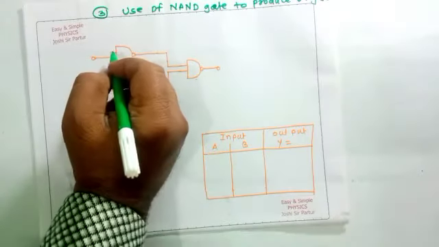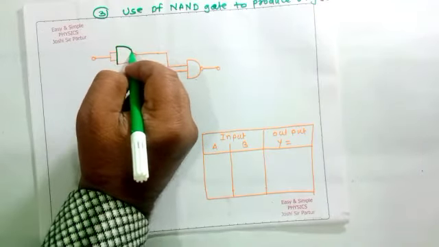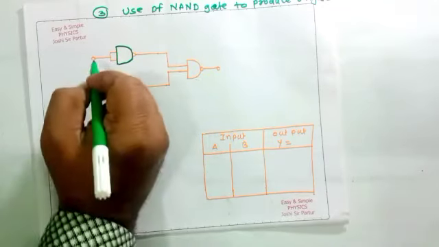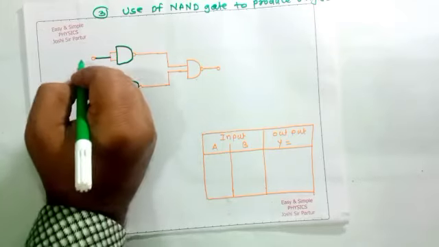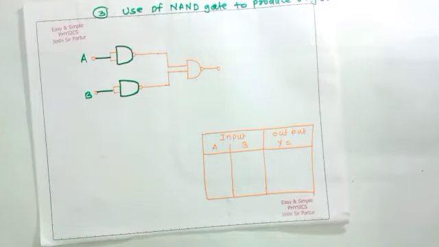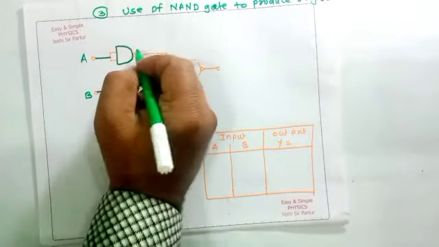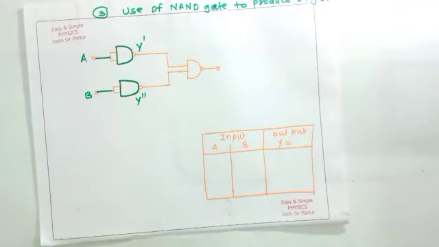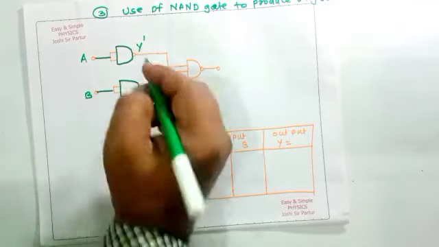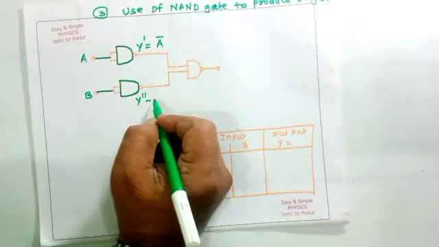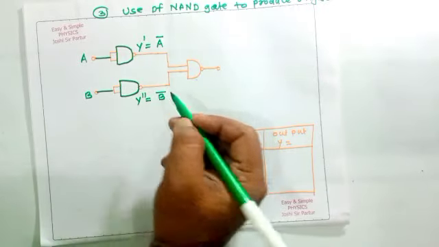So here are two NAND gates whose inputs are shorted. Input A and input B will be there, and their outputs: the first NAND gate having output Y dash and the second NAND gate having output Y double dash. So Y dash will be complement of A and Y double dash will be complement of B.